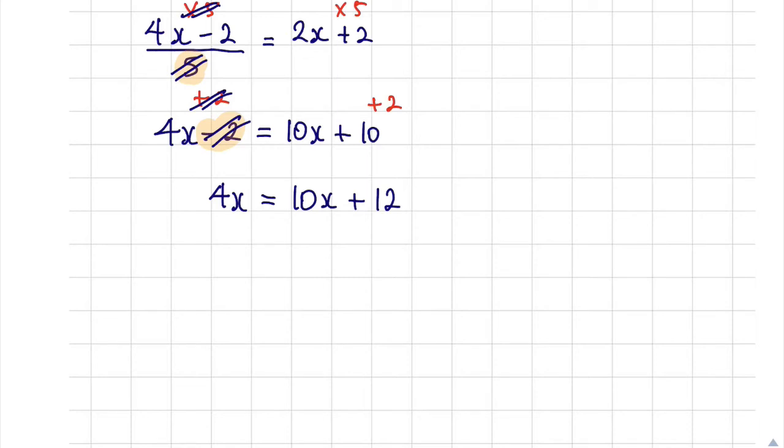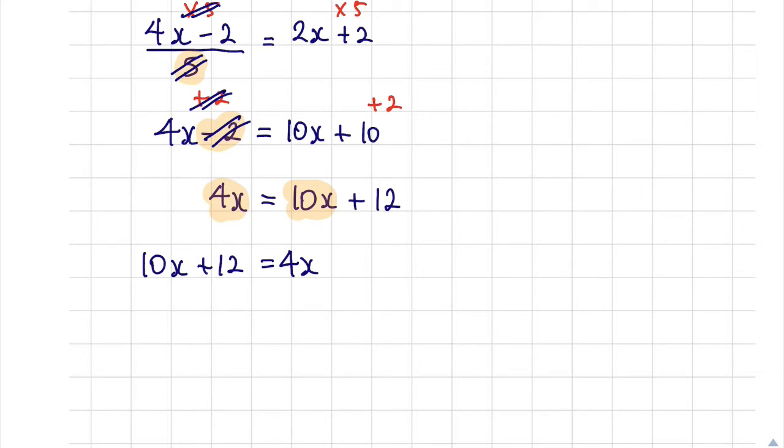Now, when I'm looking at this, I can see that I've got more x's on the right-hand side than the left. So I've got this 10x here and only 4x on the left. What I like to do in these situations is just to flip the whole thing over. You don't have to, but it will help. So 10x plus 12 is equal to 4x.